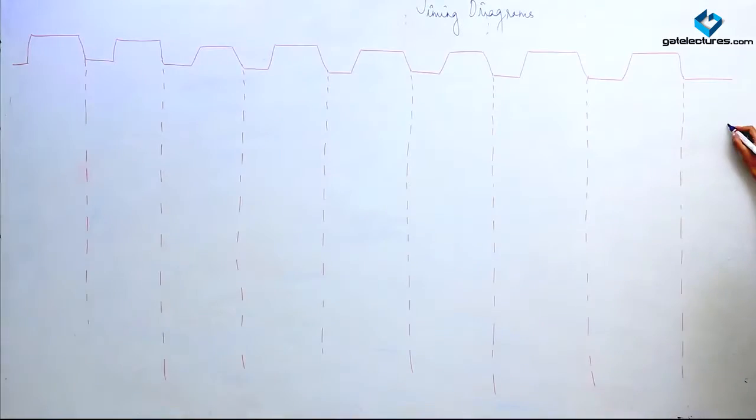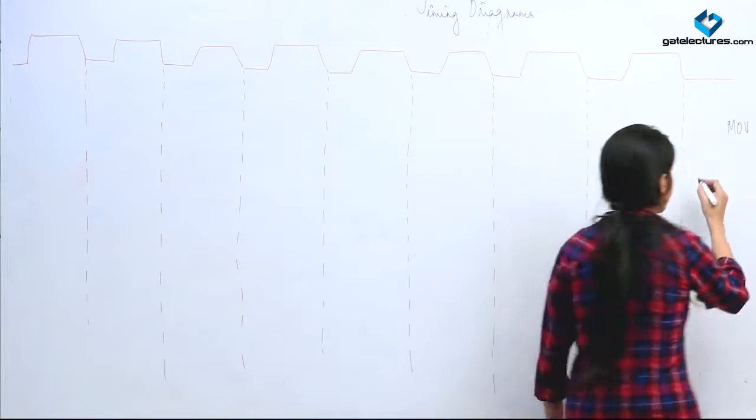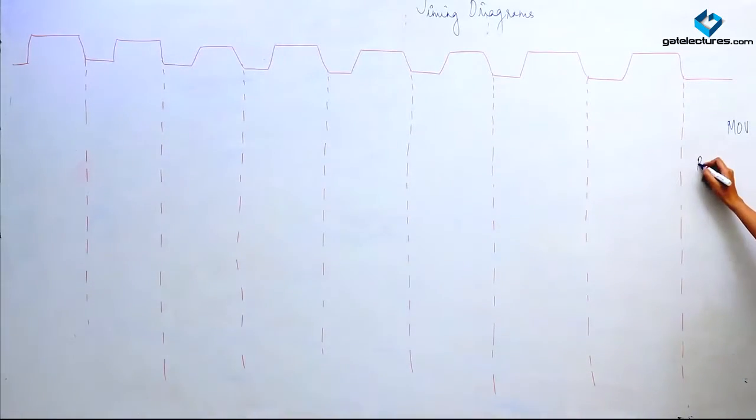Now let us have a look at instruction MOV M, B. Firstly, what happens in this instruction is contents of register B, suppose B is holding 16H.